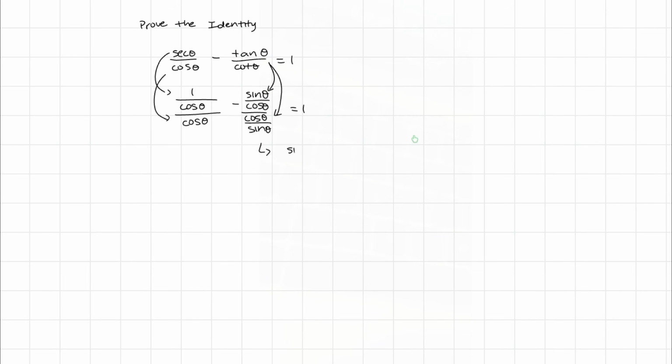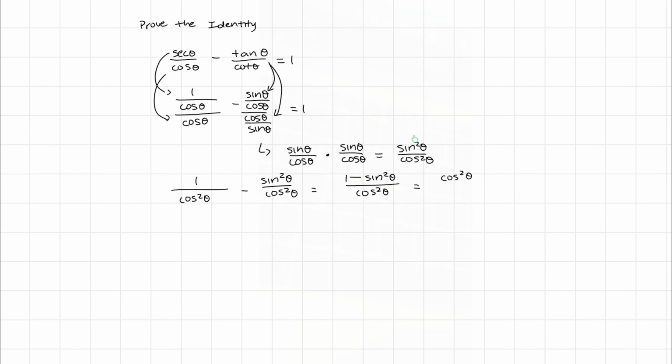Sine theta over cosine theta multiplied by sine theta over cosine theta will just give us sine squared theta over cosine squared theta. And we know this would be 1 over cosine squared theta. When we subtract those, we get 1 minus sine squared theta over cosine squared theta. According to our original formula, 1 minus sine squared theta is equal to cosine squared theta. So this would equal 1. It's correct.